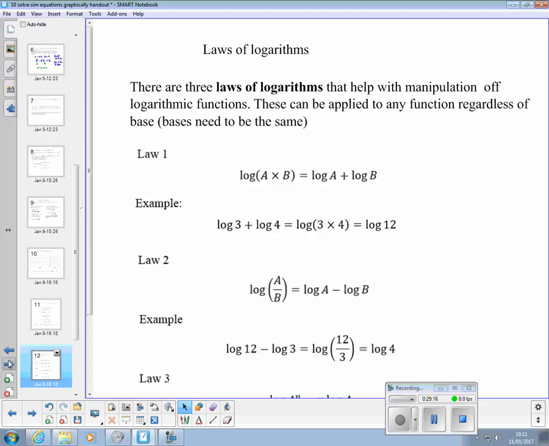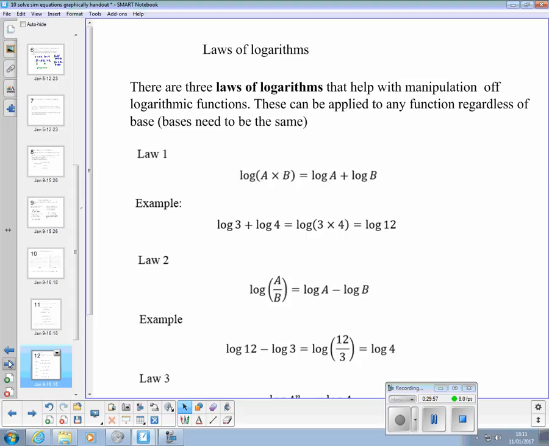Okay, so there are 3 laws of logarithms, gentlemen, that allow us to manipulate logarithmic functions. They can apply to any function regardless of base. There's a caveat in there. The logarithmic bases of those two numbers need to be the same. But these laws can be applied to natural logs or logs to the base 10 or 2 or 8 or whatever you're working with, as long as they are the same.